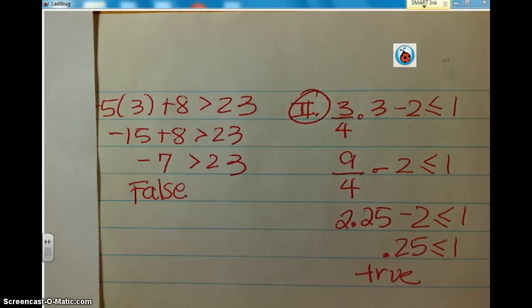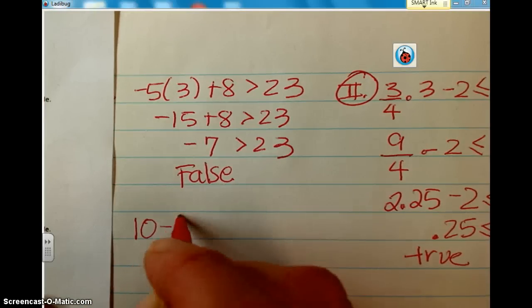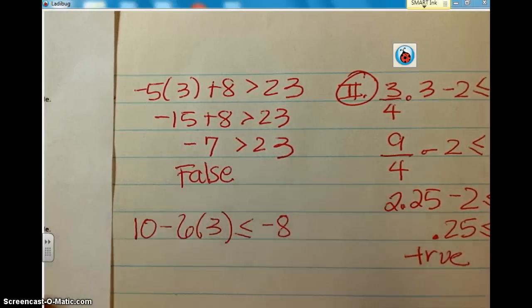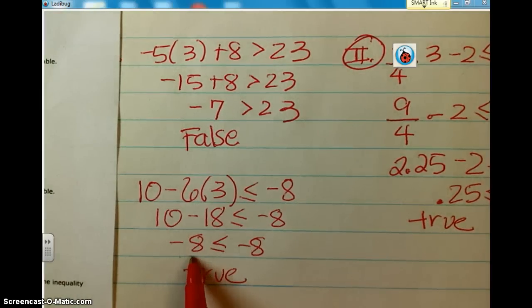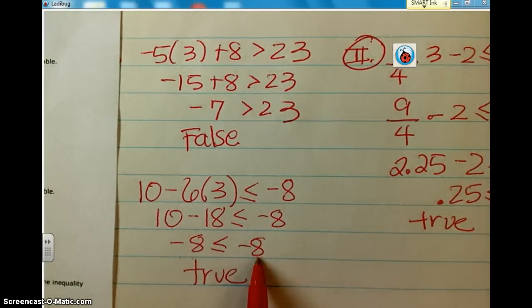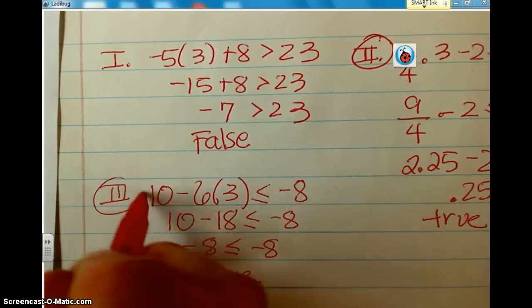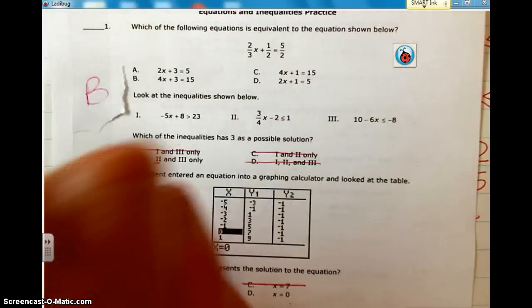And then we also want to make sure we check 3. So 10 minus 6 times 3, is it less than or equal to -8? Pause your video so that you can solve your inequality. So as you look at your inequality, we have -8 is less than or equal to -8. Since we have our equal to sign, -8 is equal to -8. This inequality is true, so I found that inequality 2 and 3 are true, which is answer choice B.